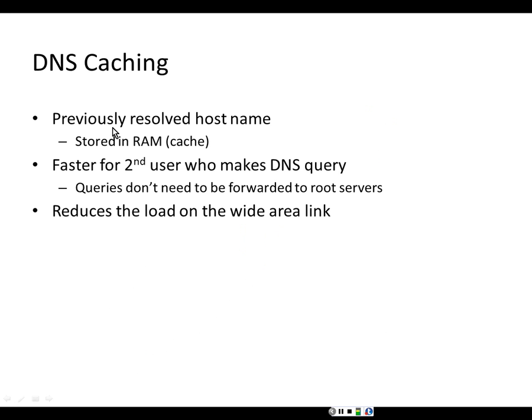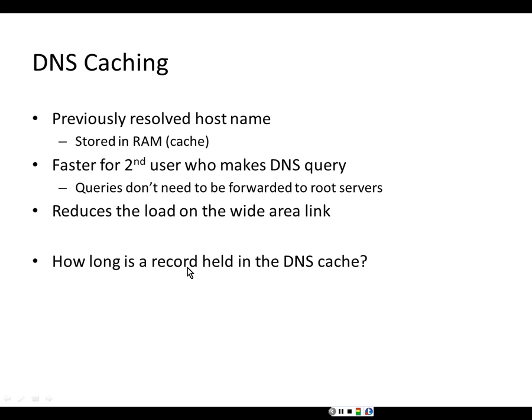DNS caching is where a previously resolved host name is stored in the RAM, in the cache of the DNS server. And that makes it faster for subsequent users who make similar DNS queries because the queries don't need to be forwarded to the root servers. And this also reduces the load on the wide area network link.